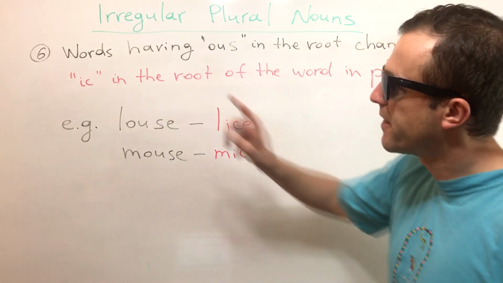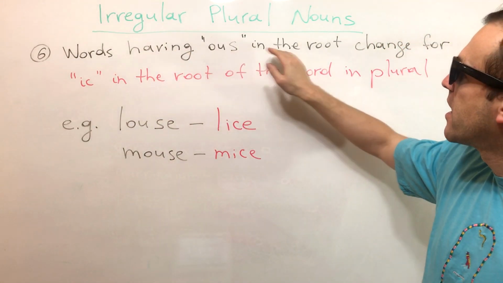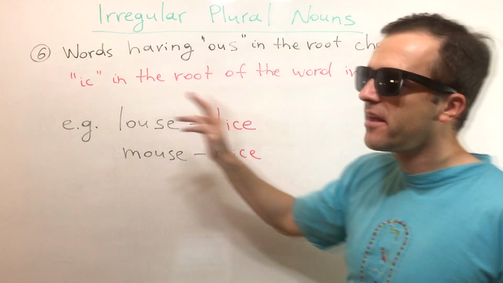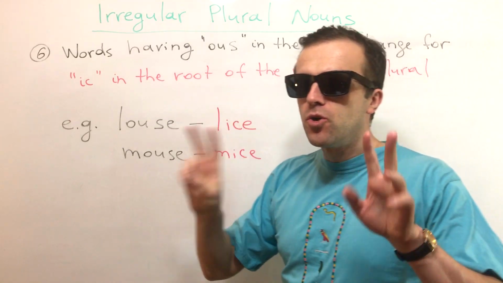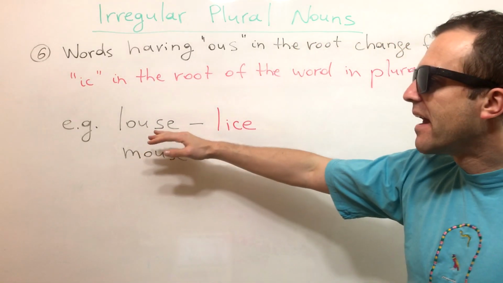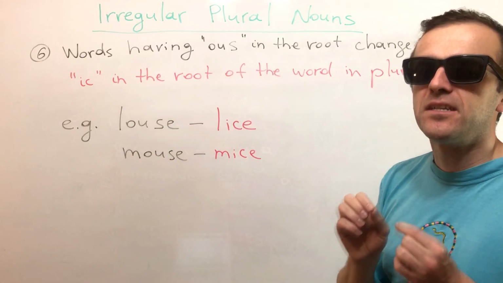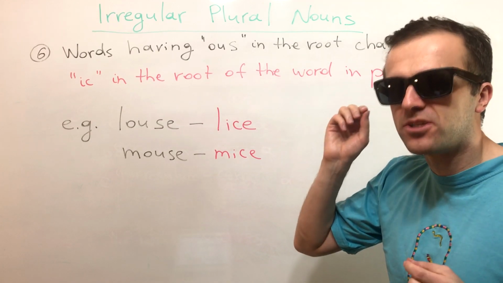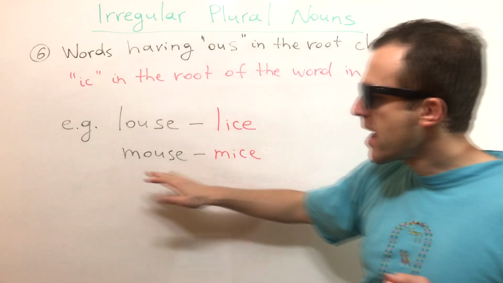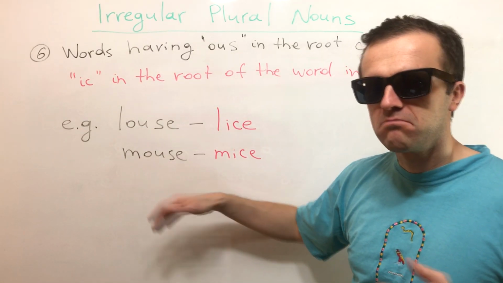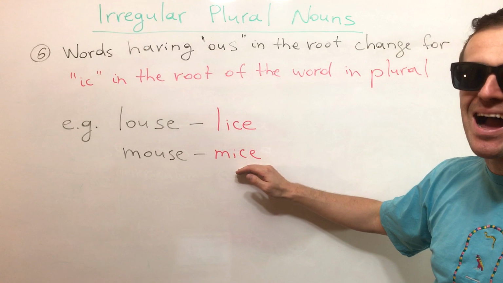So the next rule, the sixth one, is about words having ou in the root change for i in the root of the word in plural. There are two words like that. They are louse, you know, it's a small fly-like insect in the hair of a person. Louse, lice. And mouse, you know, Tom and Jerry. Tom is a cat, mouse is Jerry. Mouse, mice.